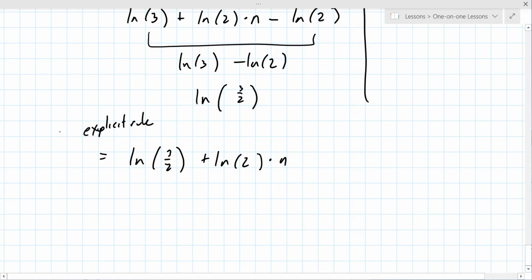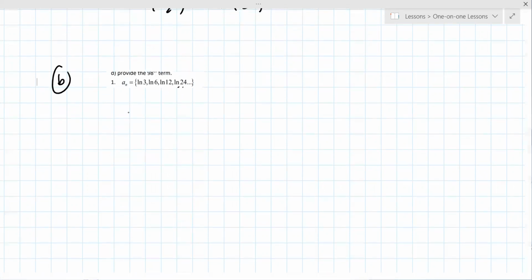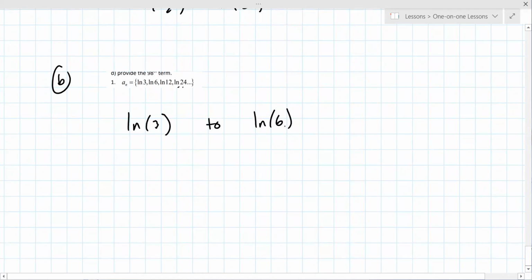It's odd to me that that's part C. You generally use C before you do B. Actually, I don't see B very often for these. So the recursive rule, let me snip in the sequence again. You have to look at it a little more visually and say, what's happening here in words? How do you go from natural log of 3 to natural log of 6? That's the question you're asking. And whatever you get there should be the same here. So how do you go from natural log of 6 to natural log of 12?